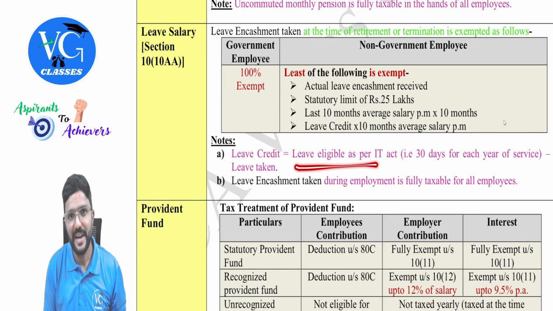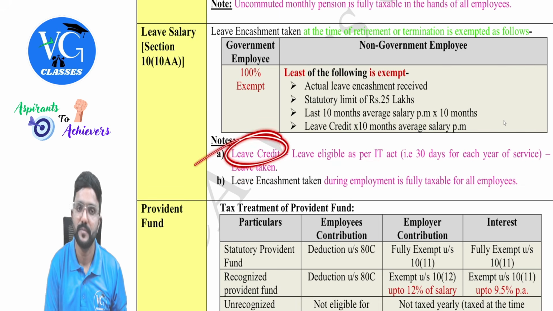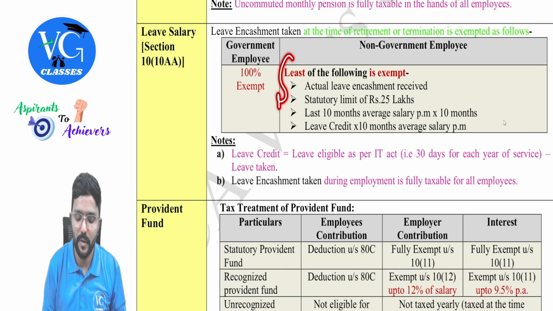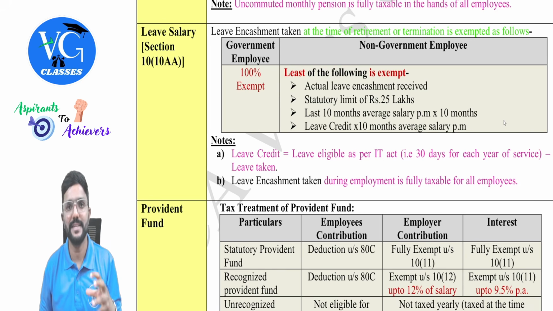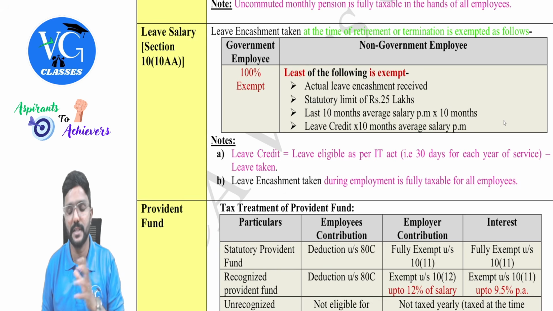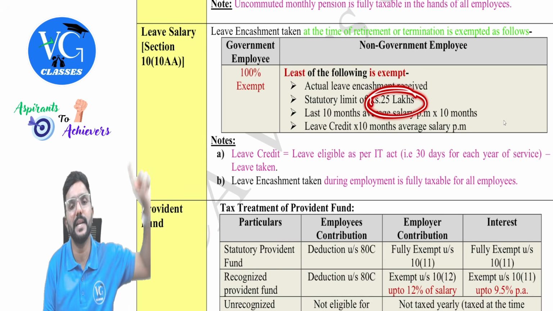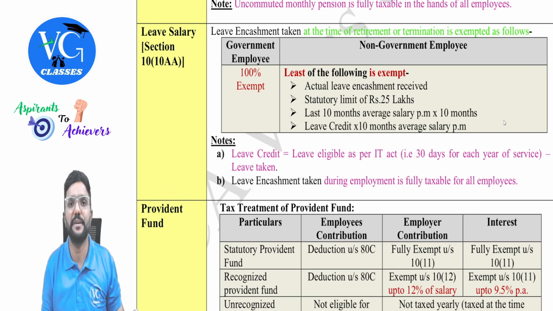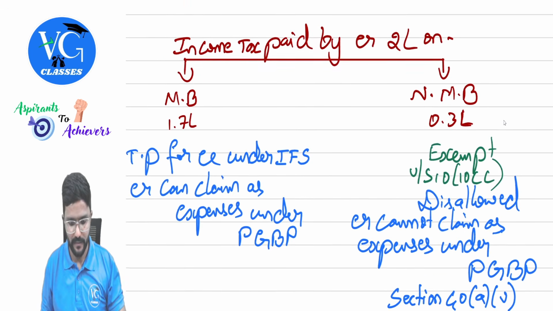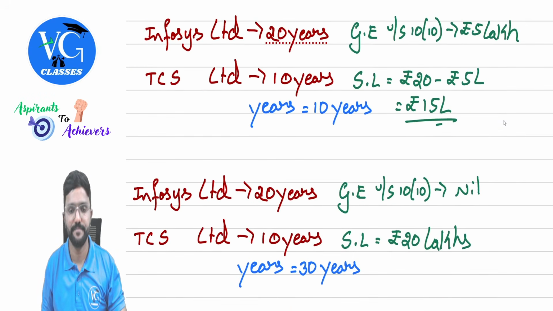So, leave eligible as per IT Act, which is 30 days for each year, minus leave taken, we will get leave credit, which you calculate in months, into average salary of last 10 months. Least of the following would be exempt. Here also, guys, if any exemption was claimed by the employee in the past under section 10(10AA), when he is claiming the exemption for the second time, we will reduce the exemption claimed in the first time from the 25 lakh statutory limit, similar to gratuity, which I explained here.